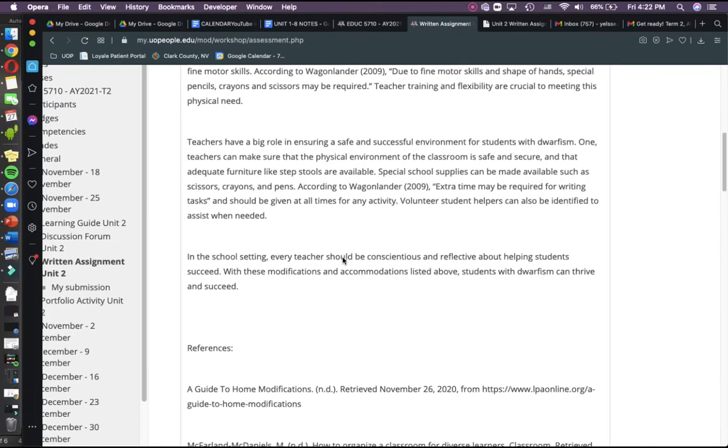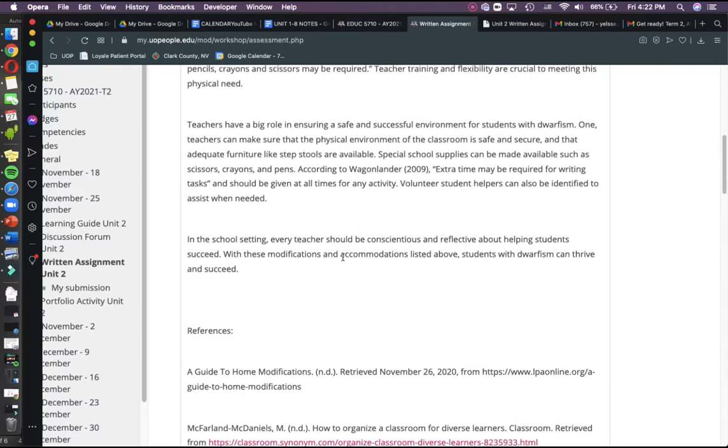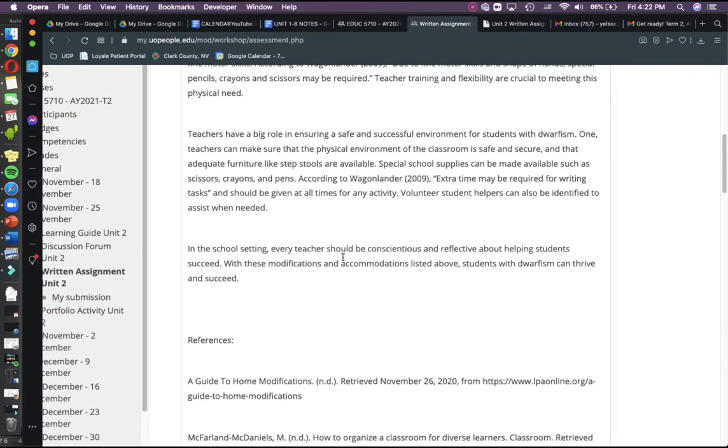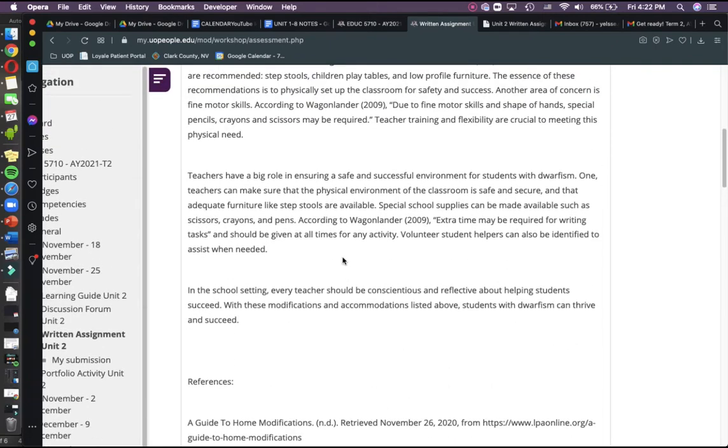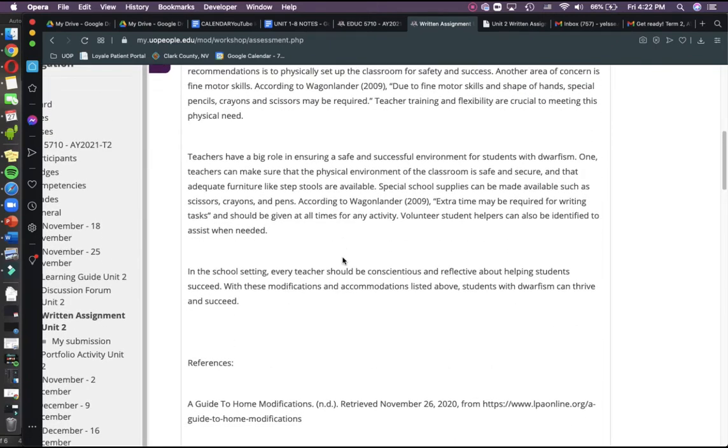So he talks about how the role of a teacher changes with students with dwarfism, but then they end there. There's no elaboration about that.